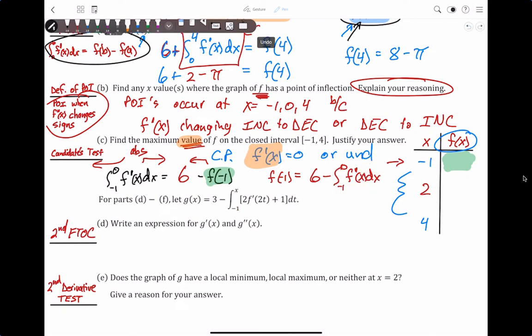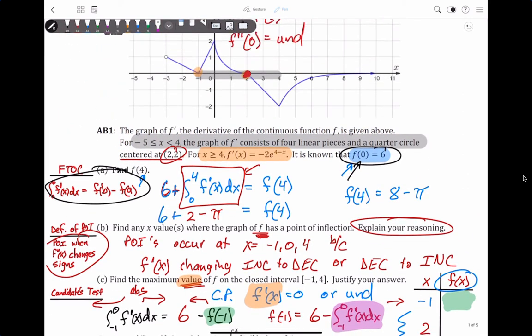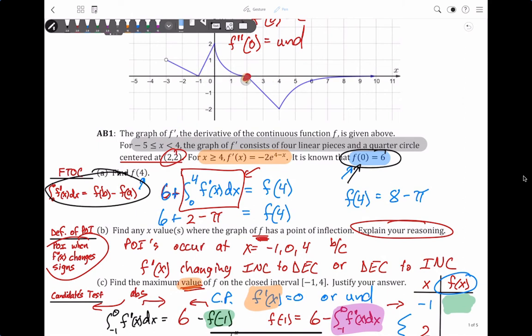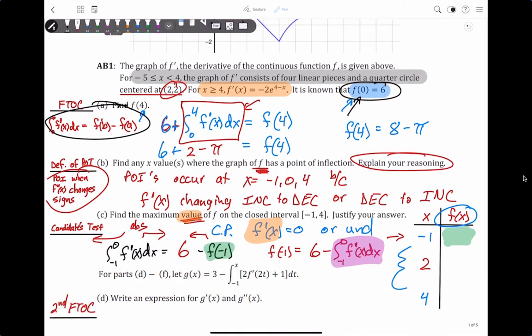Let me highlight it in purple between negative 1 and 0 on the x-axis. Okay, so negative 1 to 0 is going to be right here. And this is a triangle that has a base of 1, a height of 2. So 1/2 times base times height. And it's above the x-axis, so this is going to be a positive 1. So 6 minus 1, your y value is going to be a 5.